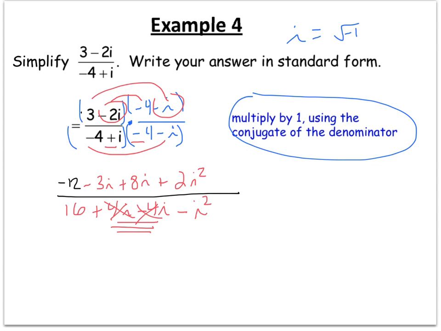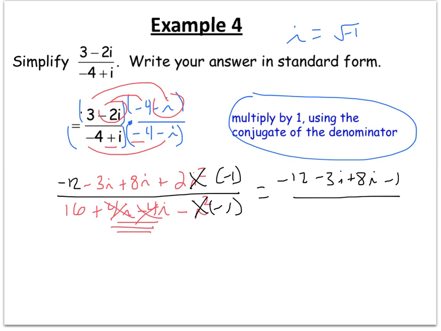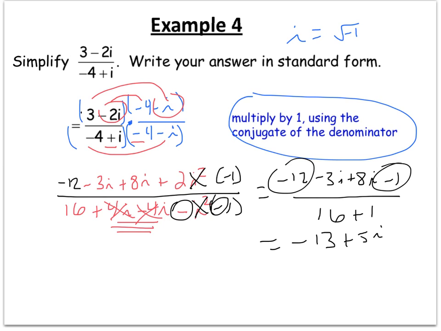Okay, so what I'm going to do is come around. I know i squared is the same as negative 1, so I'm going to change these to negative 1, and I'm going to start to simplify. So I have negative 12 minus 3i plus 8i minus 1 all over 16, and I got a negative next to a negative, so that's going to make it a positive 1. As I simplify this, I got a negative 12 and a negative 1. That gives me a negative 13, and 8 minus 3 is 5i, and now I have 17.